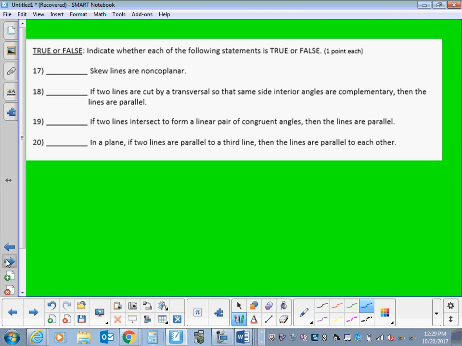All right, true or false? Skew lines are non-coplanar. It's true. They're not on the same plane. If they were, then they would be parallel. If two lines are cut by a transversal so that the same side interior angles are complementary, then the lines are parallel. Should they be complementary? No, they should be supplementary. So pay attention to that one. That one's false.